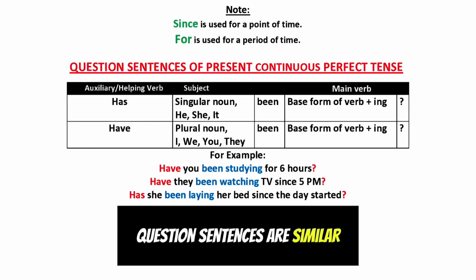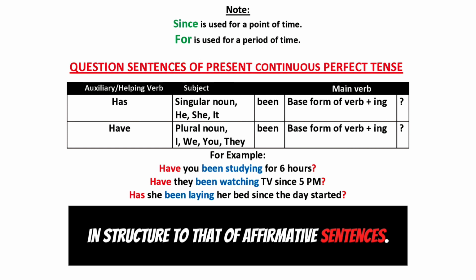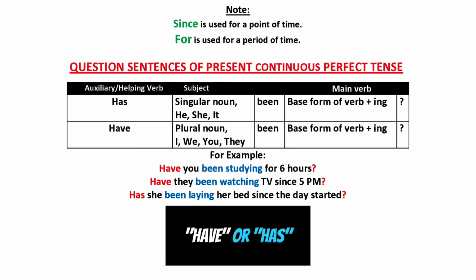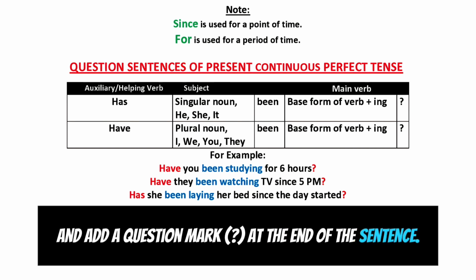Question sentences are similar in structure to that of affirmative sentences. The only thing that is changing is the word order, since we put the verb, have or has, at the front of the sentence and add a question mark at the end of the sentence.